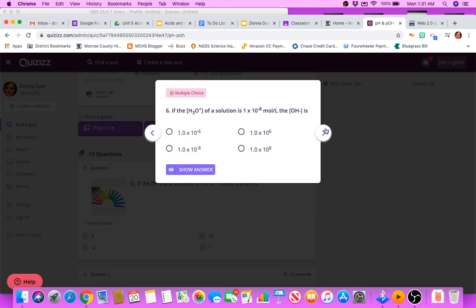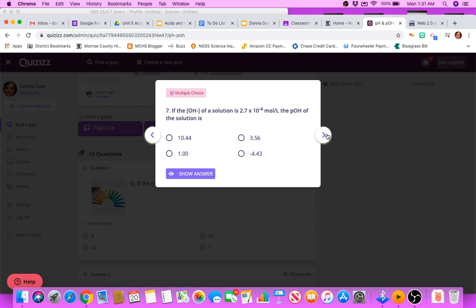Okay, moving on. If the hydronium ion, remember that's the same thing as hydrogen ion, of a solution is 1 times 10 to the minus 8, then the hydroxide ion must be what? Well, remember that the hydrogen ion and hydroxide ion concentrations multiplied together have to be 1 times 10 to the minus 14. So the hydroxide ion is 1 times 10 to the minus 6. See if that's correct. Yes, that is correct.